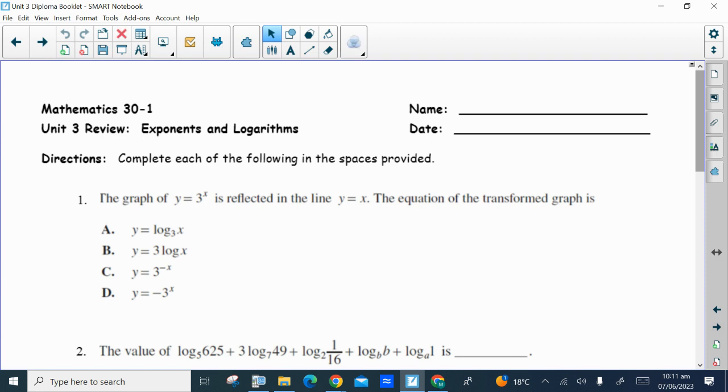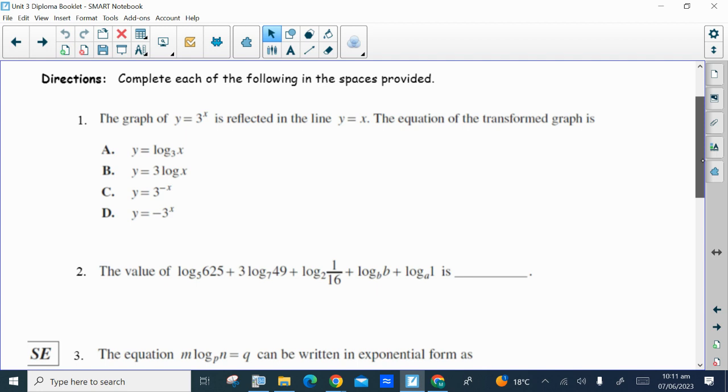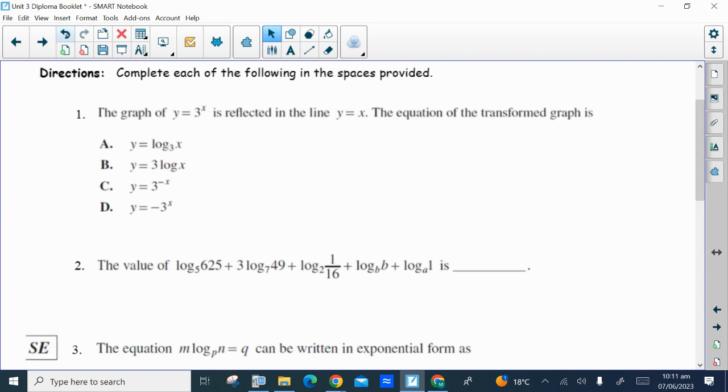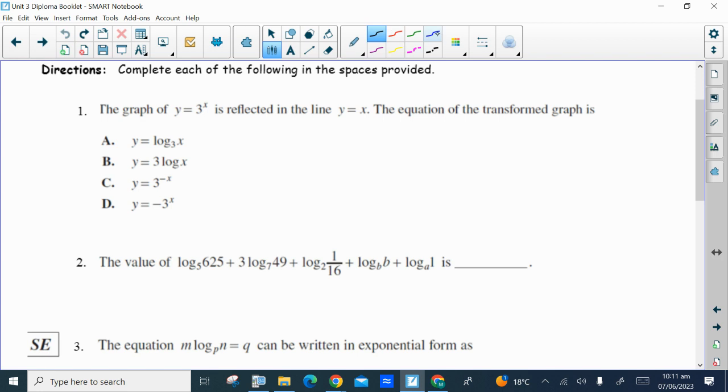So let's go through this. The graph of y equals 3 to the x is reflected in the line y equals x. What's the equation of the transformed graph? You have to remember that when you reflect a graph over the line y equals x, that is the inverse. That is the transformation that occurs when you take the inverse. It's a reflection over the line y equals x.